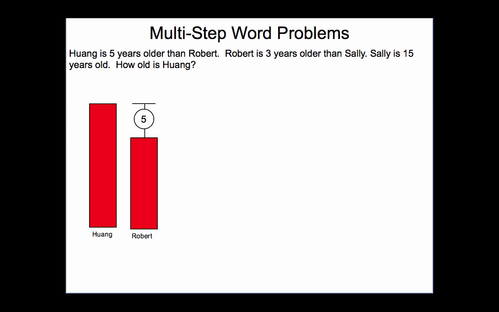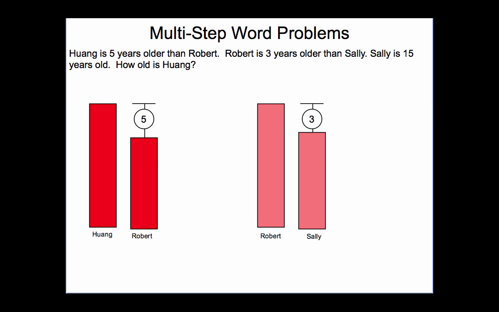So on the left we have Wang, and we have his full bar because that's what we want to know. And we know that Robert's age plus 5 is going to give us Wang's age. Well, then we also know that Robert is 3 years older than Sally, and Sally's 15 years old. So let's look at what that looks like. So we've got Robert on the left, and we have Sally on the right, and we know that Sally's age plus 3 gives us Robert's age.